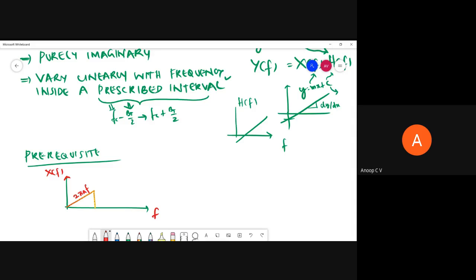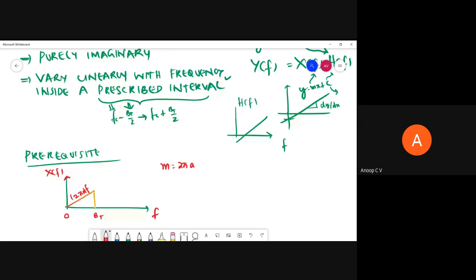It is spanning from say 0 to bt. This is a function in the frequency domain. So what is the slope? You can compare it with the equation of a straight line. So you'll get to know slope m is equal to 2 pi a, and y-intercept c is equal to 0. Now this is x of f.